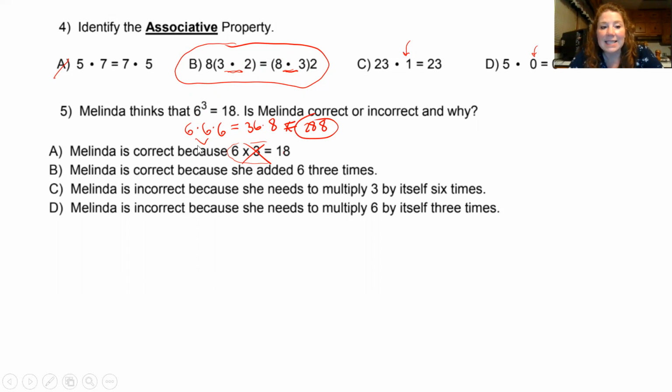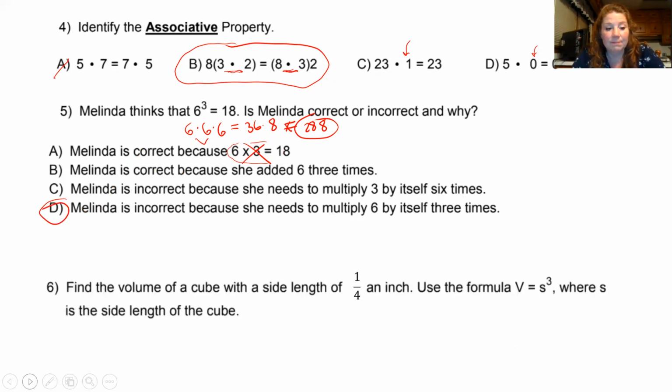We know A is out. It says Melinda is correct because she added 6. No, we're not adding, right? Melinda is incorrect because she needs to multiply 3 by itself 6 times. Well, that's not what it says. So finally, D must be correct. Melinda is incorrect in her answer because she needs to multiply 6 by itself 3 times. So D is the only correct answer.